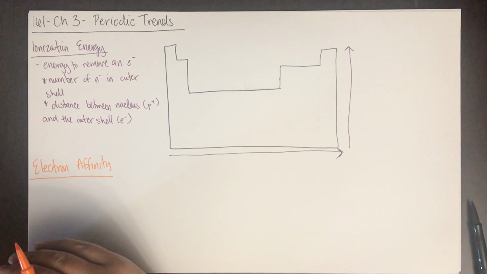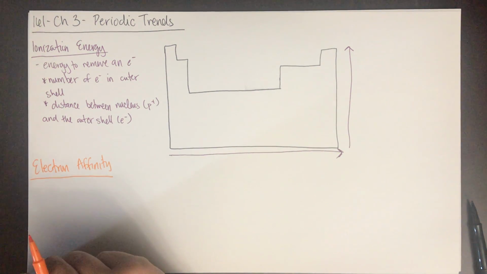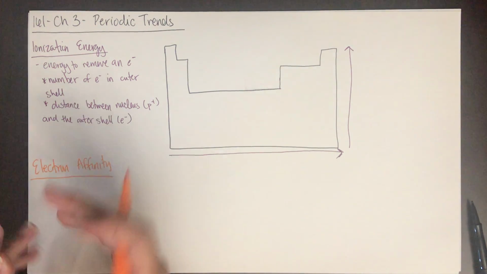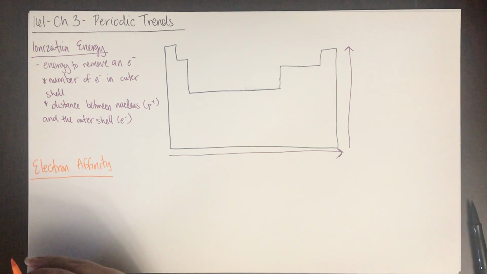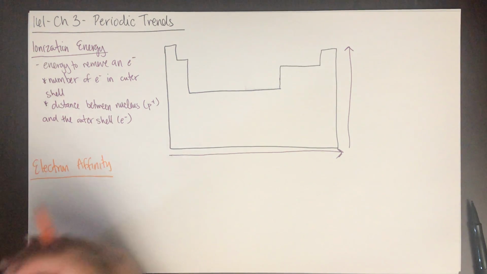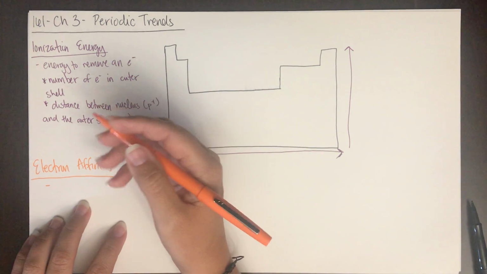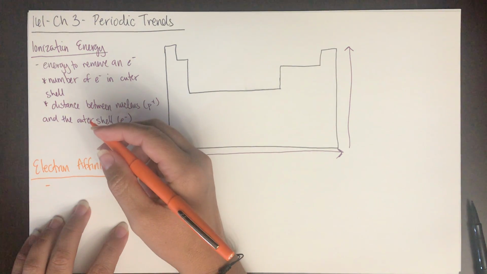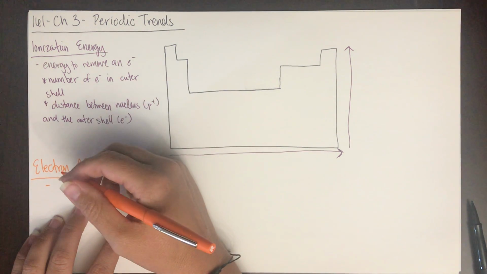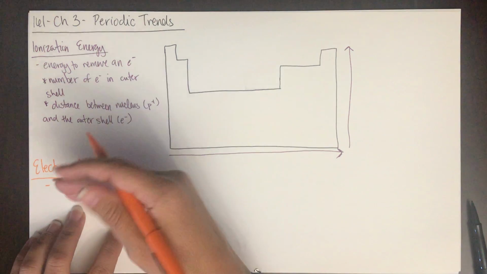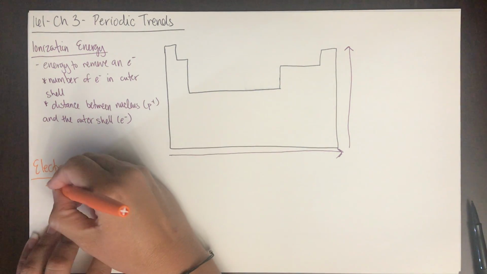The electron affinity is the energy change that occurs when 1 mole of electrons combines with 1 mole of atoms or ions. So the electron affinity could also be defined as the attraction of an element for an electron. It's the affinity to add an electron.